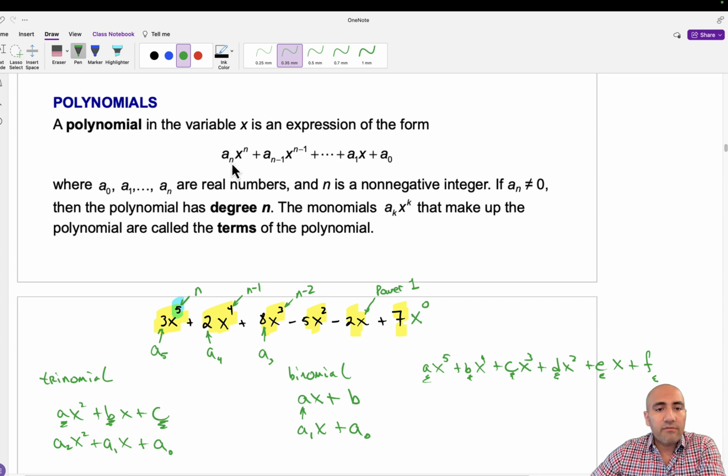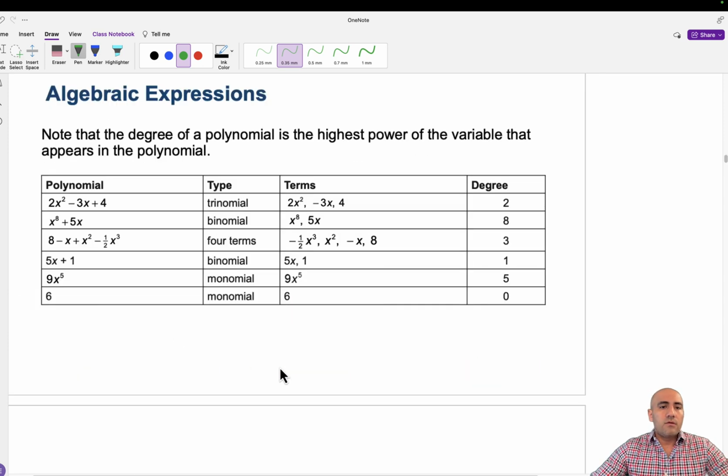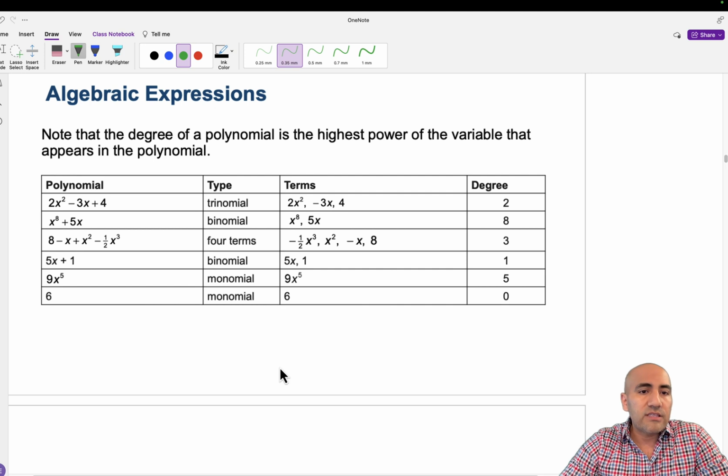So a sub 5 refers to the constant in front of the term that has a degree 5. Okay, I think that makes sense now. And so in general, each one of these monomials can also be called terms of a polynomial, the monomials of our polynomial. Okay, some examples. Note that the degree of a polynomial is the highest power of the variable that appears in the polynomial. So here's some examples.